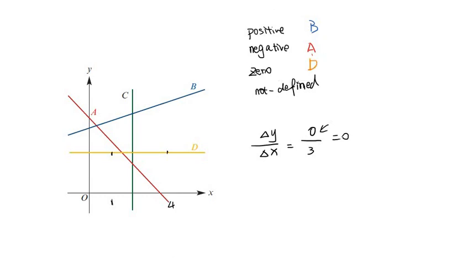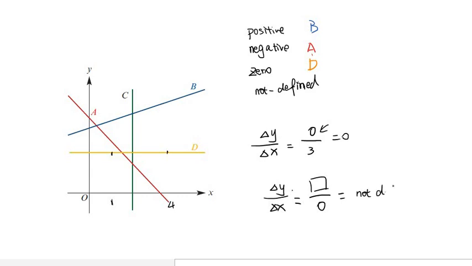The one that is left is not defined, but how do we prove it? If we go back to our definition of the gradient, change in y over the change in x: there's a lot of change in y, but there's no change in x. So the change in x is going to be 0. If we have a fraction with 0 as its denominator, then this fraction is not defined.